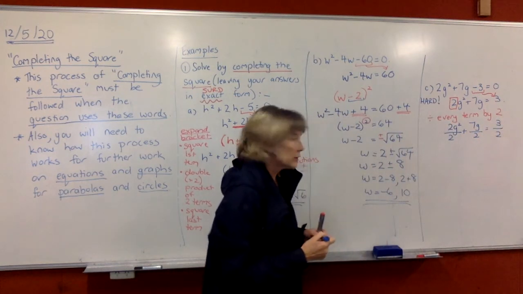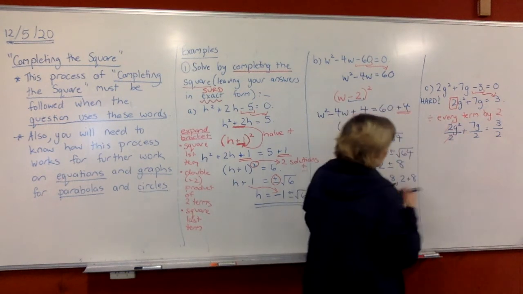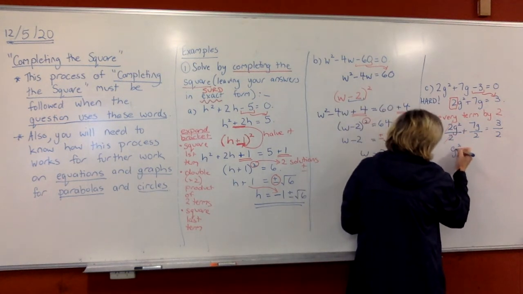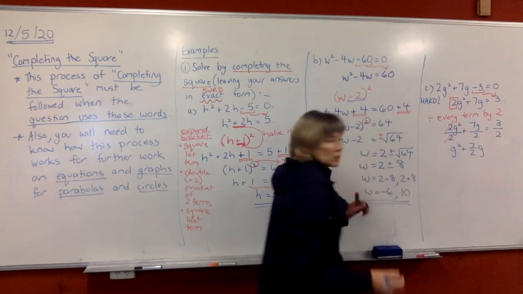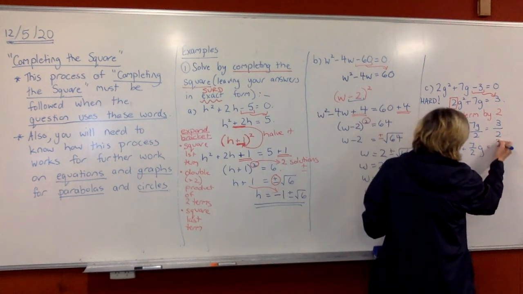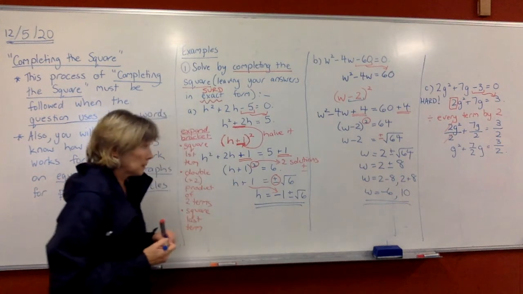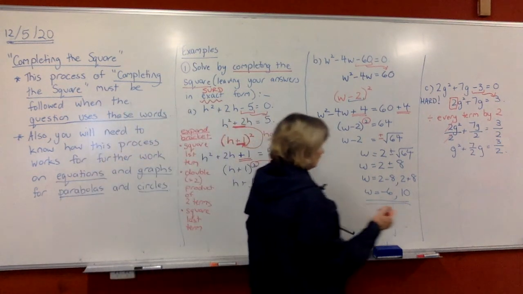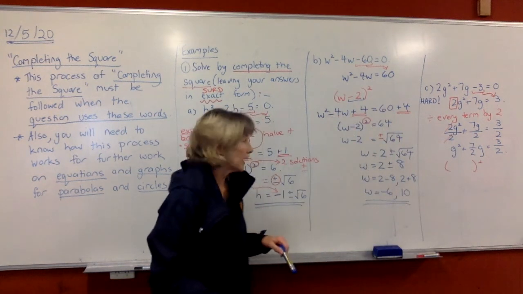Alright, so now if we just simplify it down, these are going to be gone, so that we've just got a G squared. Now I'm going to just write this as 7 over 2G. It just makes it easier to do the brackets when I get to it. Equals 3 over 2. Okay, so now we're up to the bracket part. So get your red pen out.